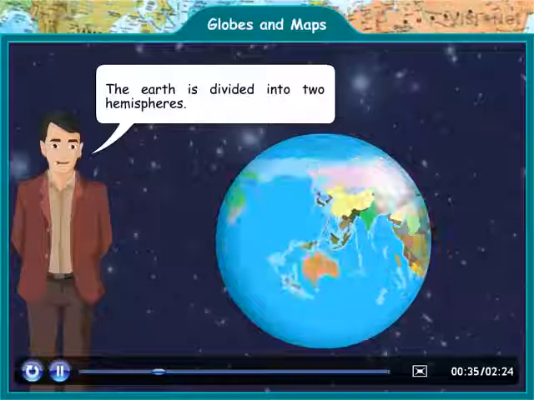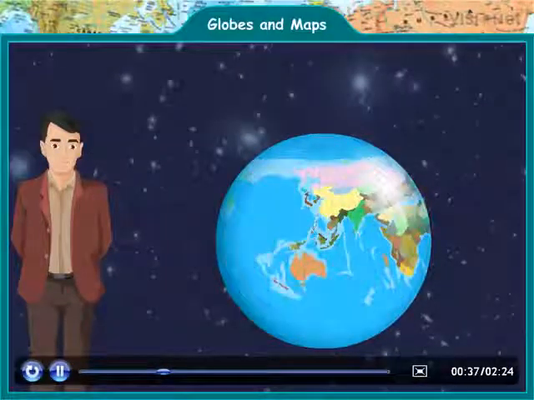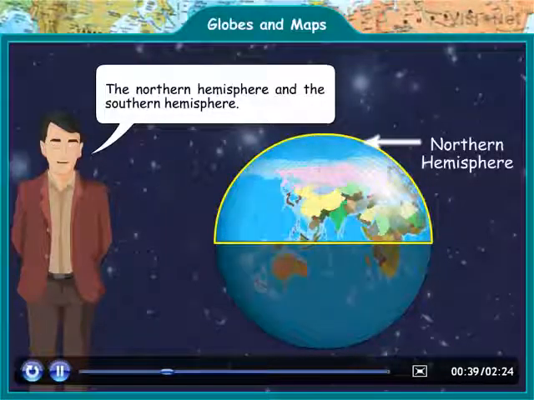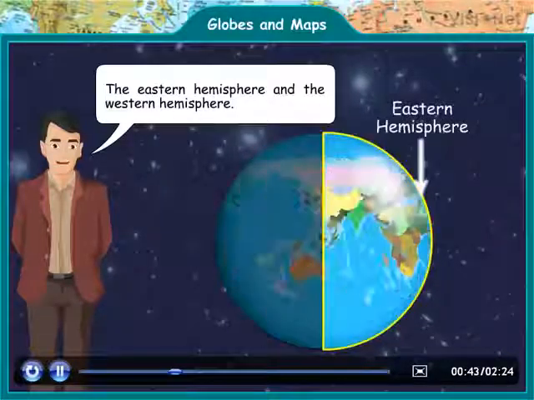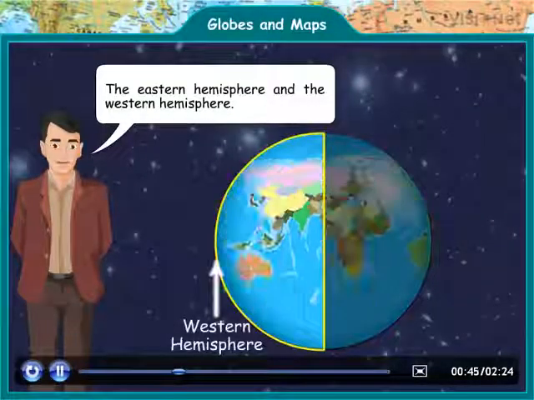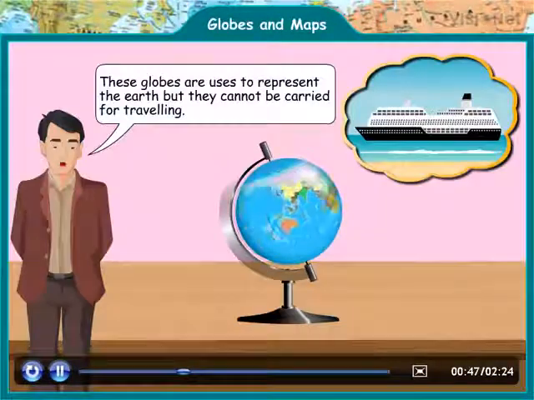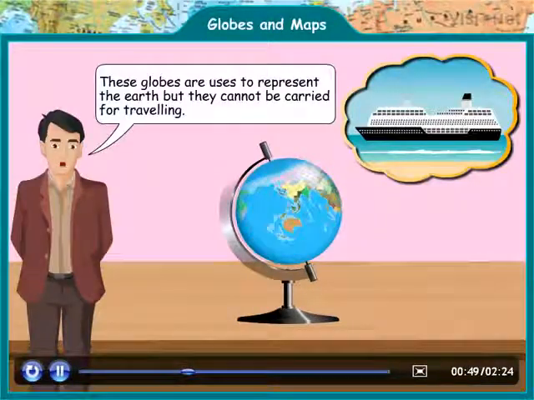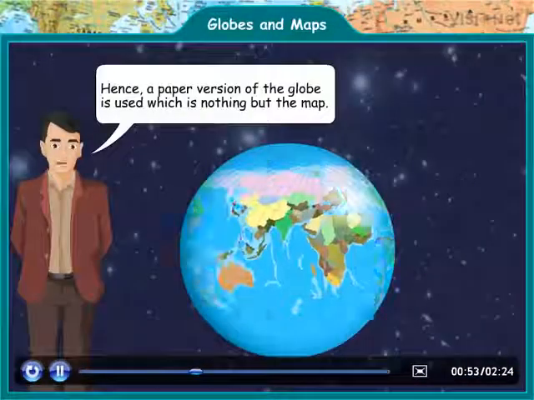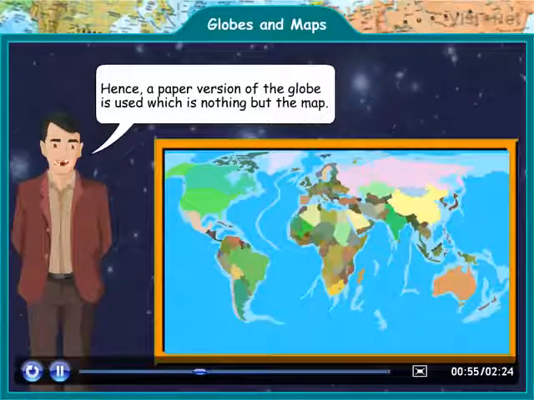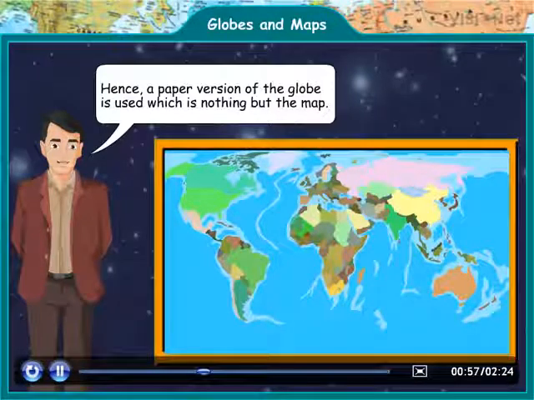The Earth is divided into two hemispheres, the Northern Hemisphere and the Southern Hemisphere, or the Eastern Hemisphere and the Western Hemisphere. These globes can be used to represent the Earth, but they cannot be carried for traveling. Hence, a paper version of the globe is used, which is nothing but a map.